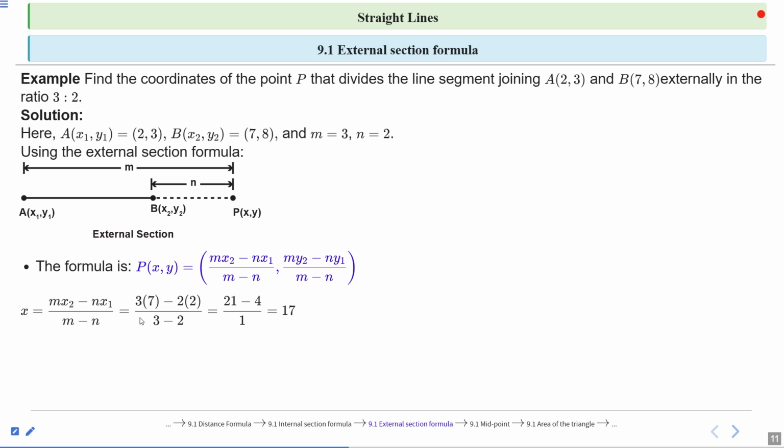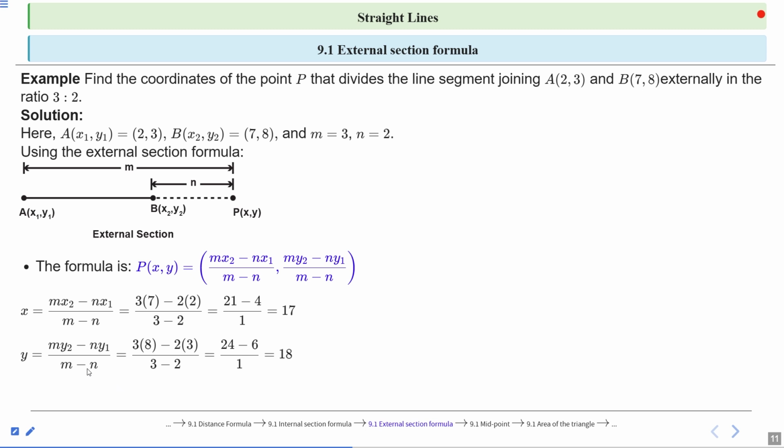Now substituting the values of x1, x2 and m and n, you will get the x coordinate for the point P: 3 into 7 minus 2 into 2 divided by 3 minus 2. After calculating, you will get 17. So x is equal to 17. And the y coordinate for the point P, that is y equal to m times y2 minus n times y1 divided by m minus n.